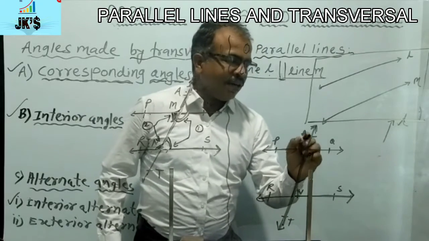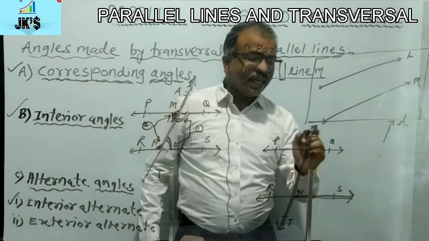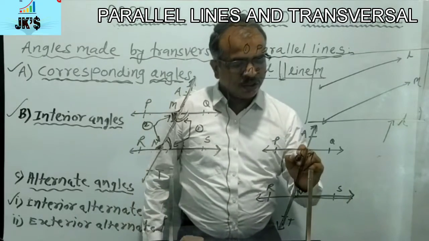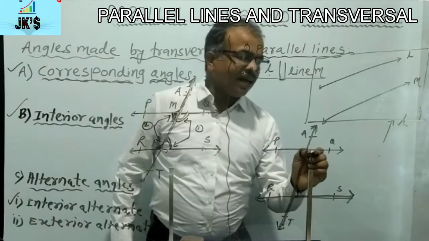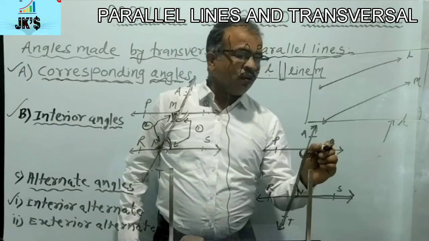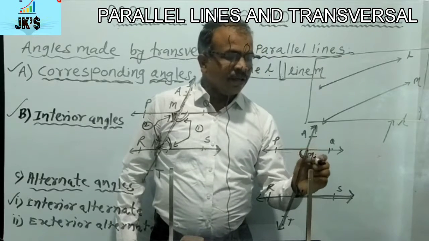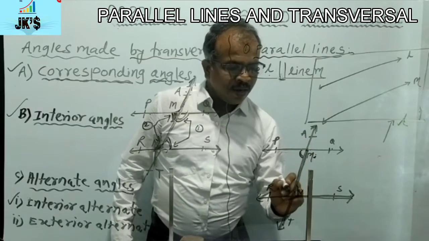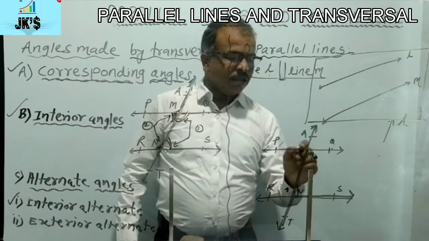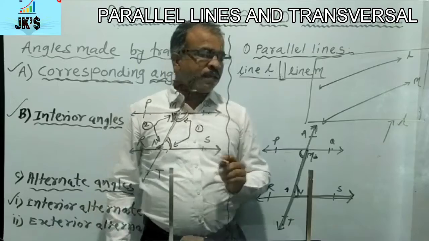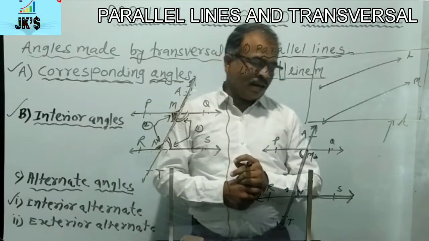PMN and MNS. These are the interior alternate angles. This is the first pair of interior alternate angles, and another one is QMN, this one angle, and MNR, this one angle. This is the other pair. So friends, there are two pairs of interior alternate angles.